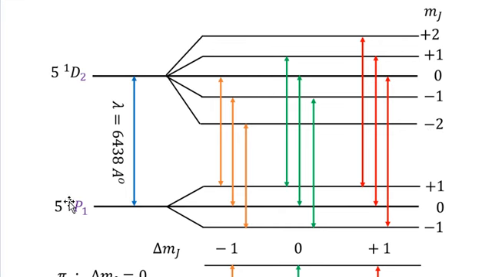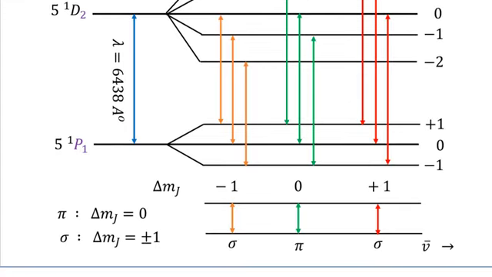Similarly, when we consider the splitting of 1P1 under the application of the magnetic field, we have 3 levels with Mj 0, Mj plus 1 and Mj minus 1. I have shown the transitions between these levels with delta J, because the permissible transitions are only delta J equal to 0, plus minus 1. So these are the allowed optical transitions.